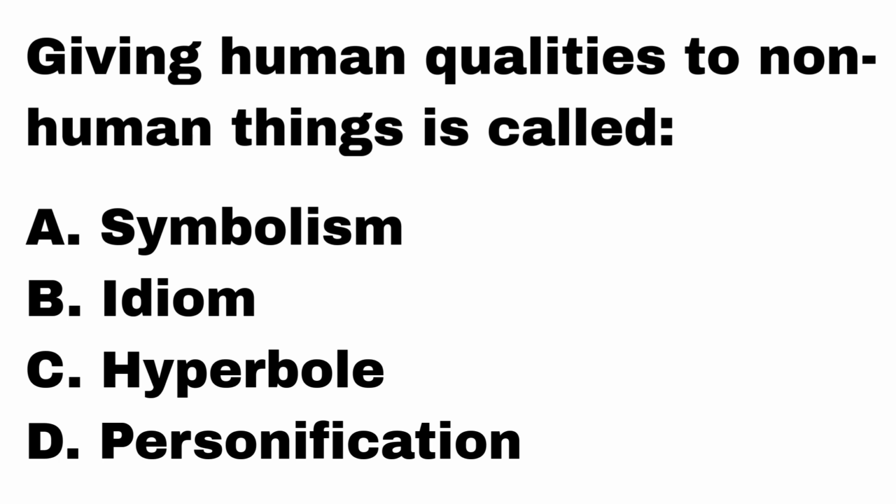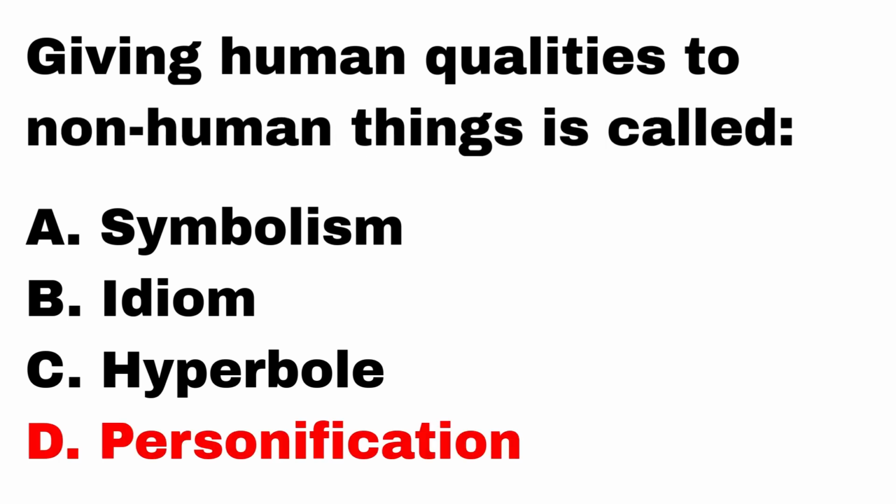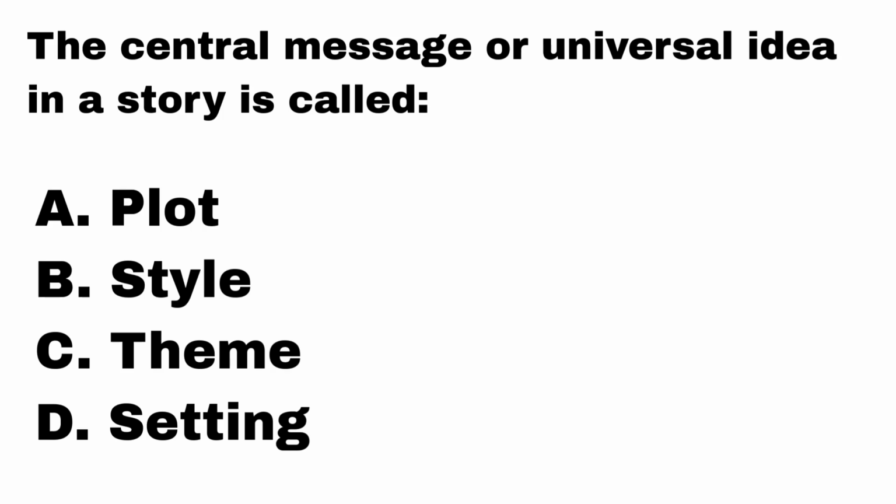Giving human qualities to non-human things is called symbolism, idiom, hyperbole, personification. The correct response is personification. The central message or universal idea in a story is called plot, style, theme, setting. The correct response is theme.